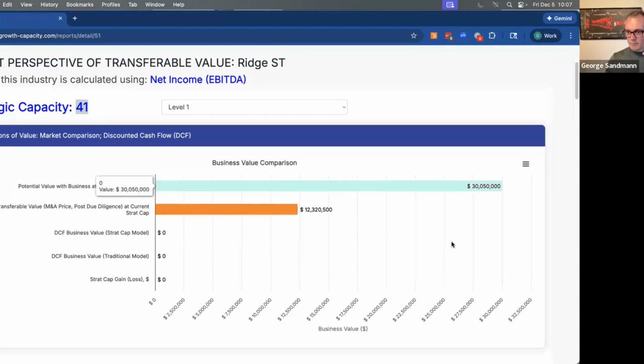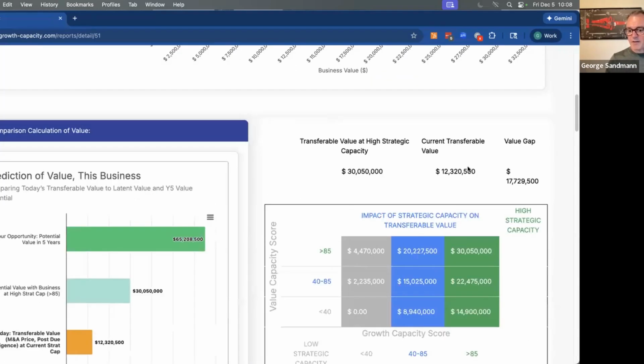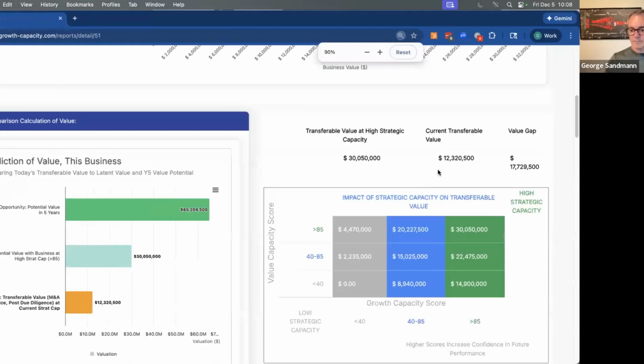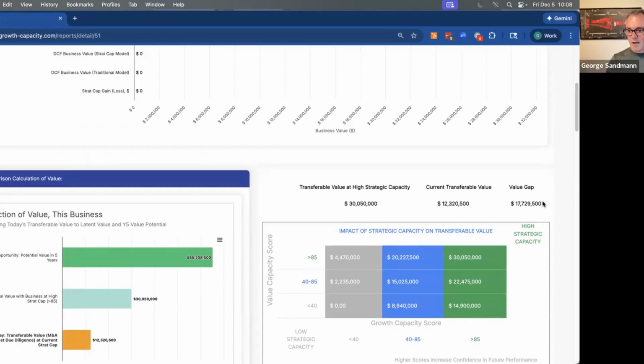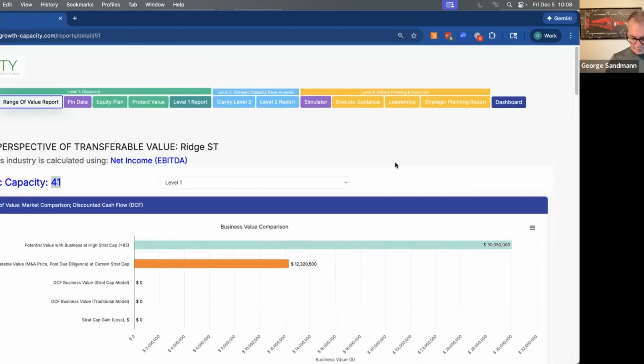So now they've said, okay, well, now we need to know if 12, 30, or some other number will be sufficient to meet their wealth gap, right? So we have a business value gap that we've identified right here, a business value gap of $17.7 million. That value gap typically contributes to a personal wealth gap. And that's the conversation we're about to have using the equity value planner.